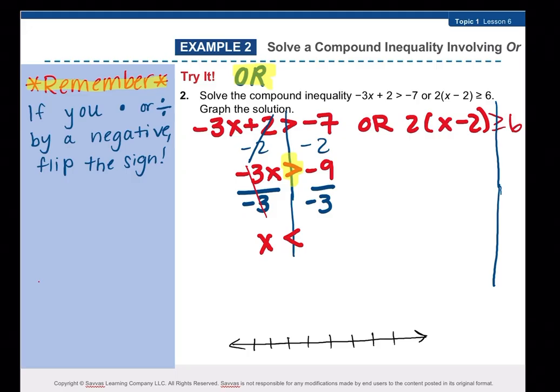And a negative divided by a negative is a positive. 9 divided by 3 is 3. So I switched my sign. Remember that, right? So it was greater than, now it's less than.